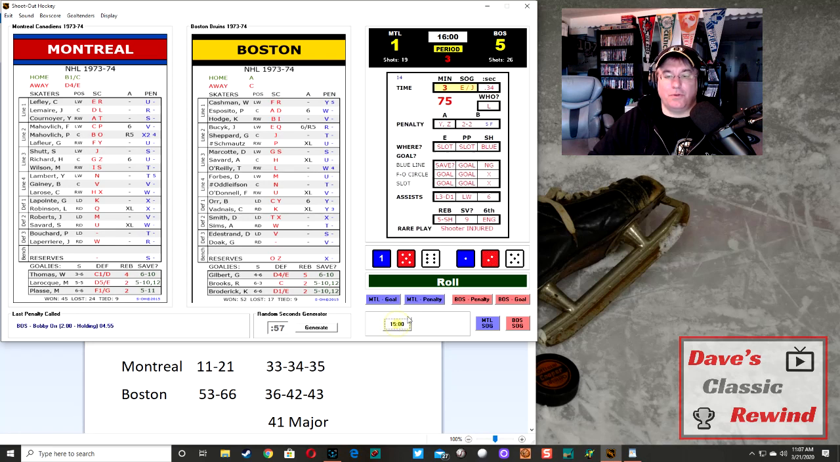3 minutes. 1, 2, 3. Roll for action. 63. It's another chance for Boston. So the high rolls are for the home team, and the low rolls are for the away team, is how you can figure it. So 63 is a high roll.